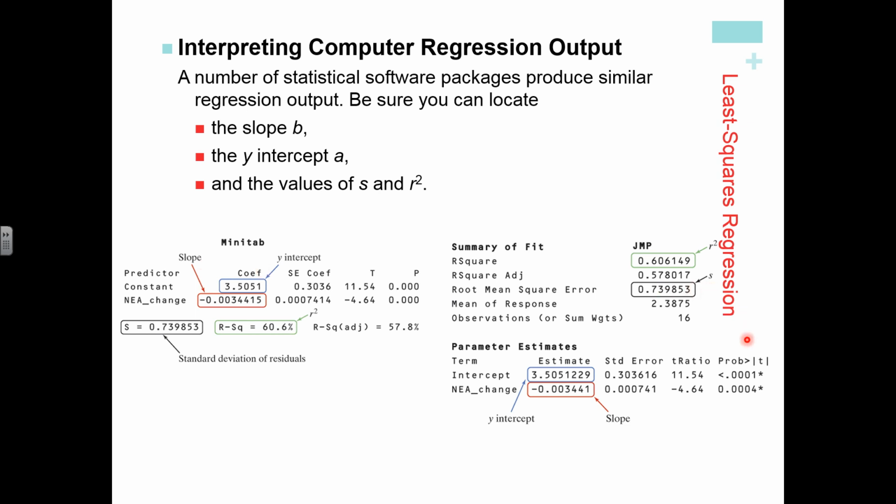Alright, so here's your JMP output. Again, you don't see this very often. Most of the time you see Minitab, but it's the same kind of situation. Your intercept is your y-intercept. Here's your variable, so the number next to the variable is your slope. And then again, you have your R-squared, and you have your standard deviation of your residuals.